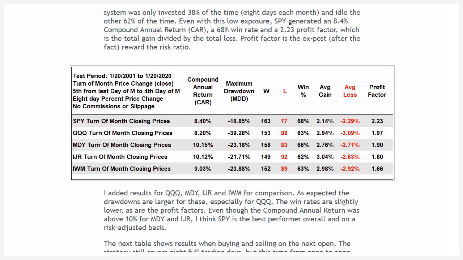And so that's why I was expecting a bounce this week, because we were oversold and we were in this turn of the month period.